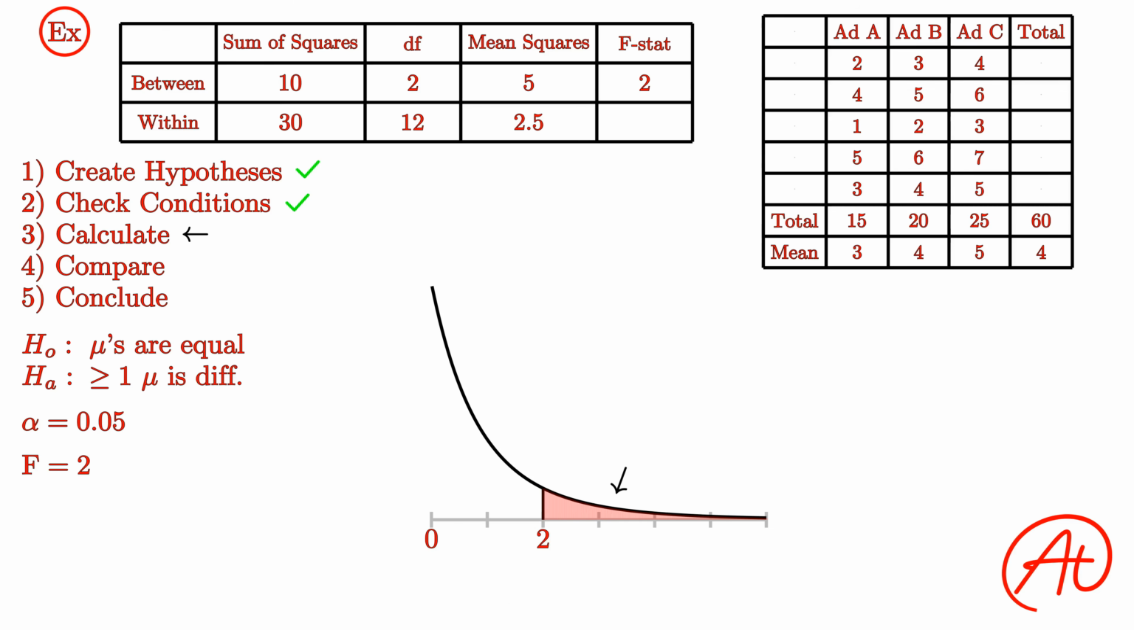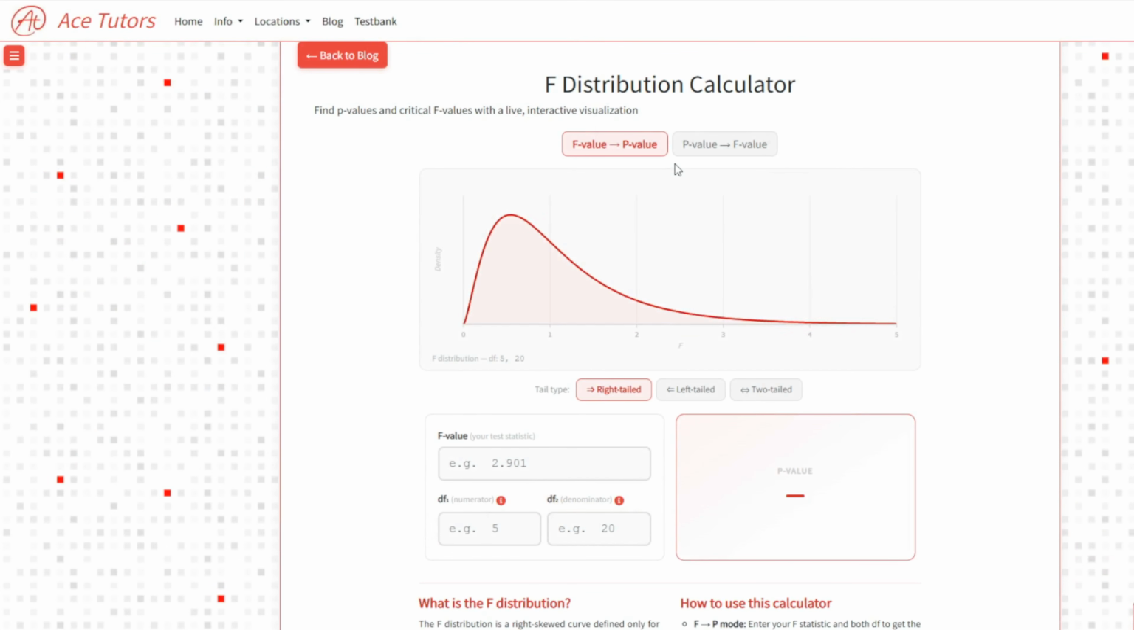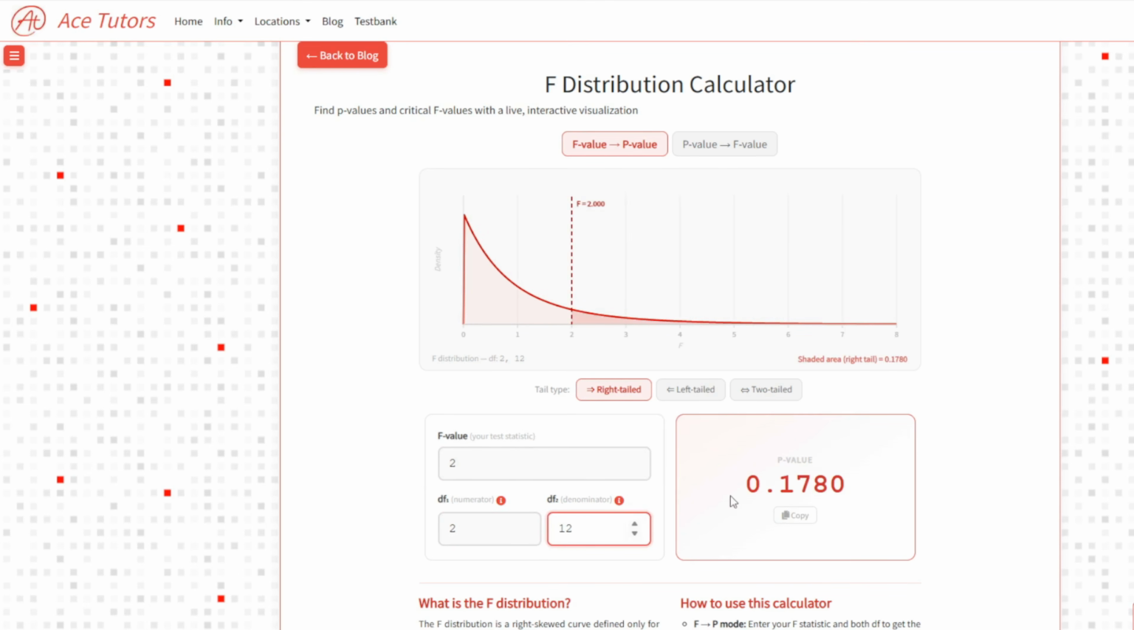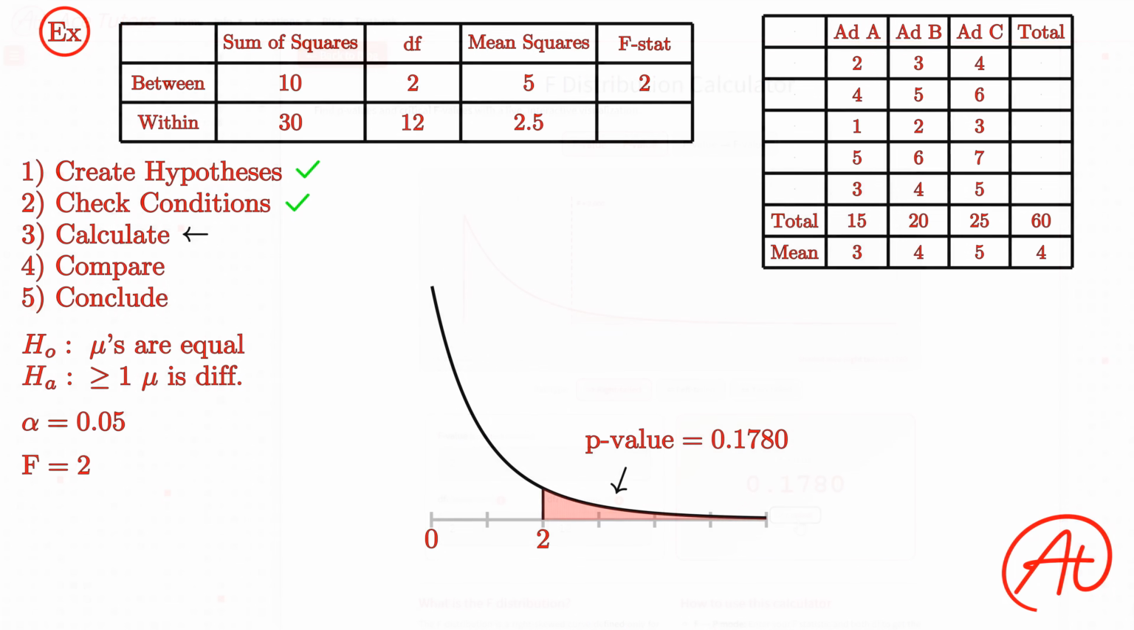To calculate this, we'll use this calculator that's on our website. I'll put a link here and in the description if you want to check it out. Since we have an F statistic and are looking for a p-value, I'll select the F value to p-value button. Then just like we talked about, I'll select the right-tailed type. Next, I'll enter our F value of 2, our degrees of freedom between of 2, and degrees of freedom within of 12 to find that our p-value is about 0.1780.